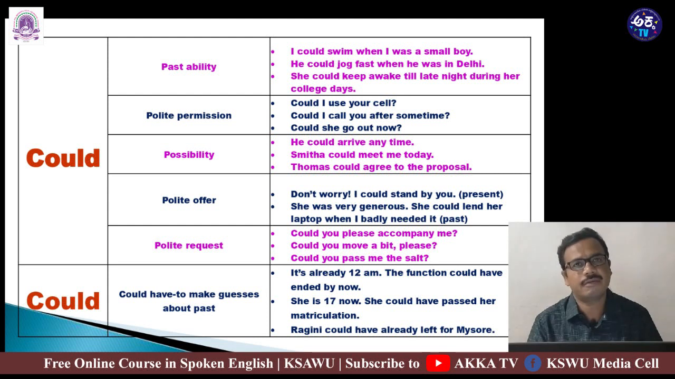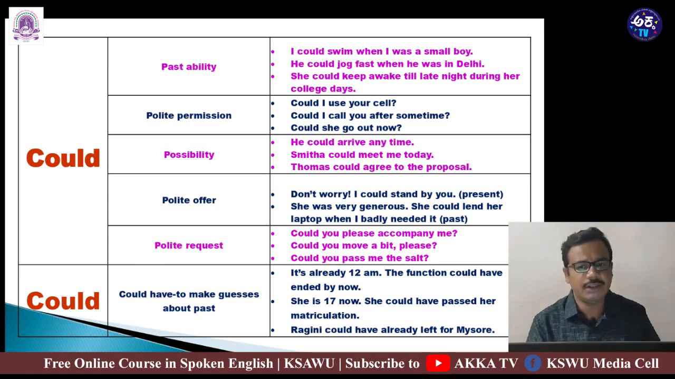And could have. Okay, could have is another usage to make guesses about past. It is over and we can make guesses about past. It's already 12 am. The function could have ended by now. It could have ended and guests might have gone now. So this is the time that the function could have ended.